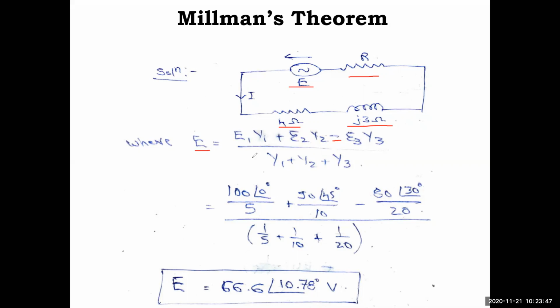Now enter the first source, which is on the top. It has 100 at an angle 0 degree, and the resistor value is 5, so you write that. Then the second source has 90 at an angle 45 degree divided by 10. Next you have the opposite one, so you write 80 at an angle 30 degree by 20 ohm, divided by Y1 plus Y2 plus Y3, nothing but 1 by Z1 plus 1 by Z2 plus 1 by Z3, nothing but these resistors, 1 by 5, 1 by 10, and 1 by 20.